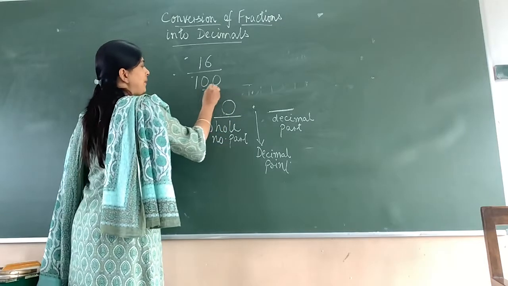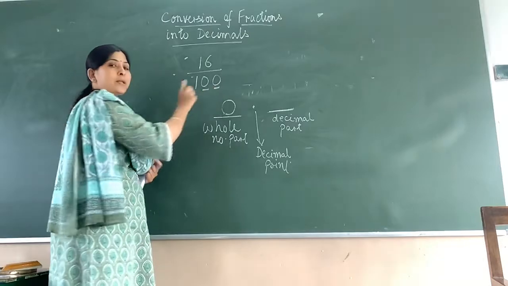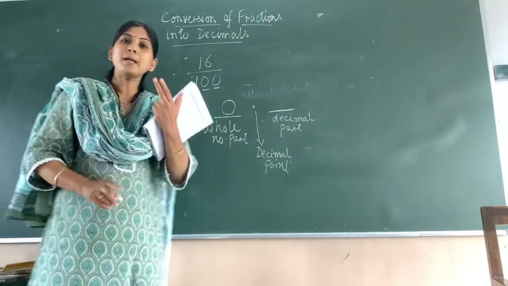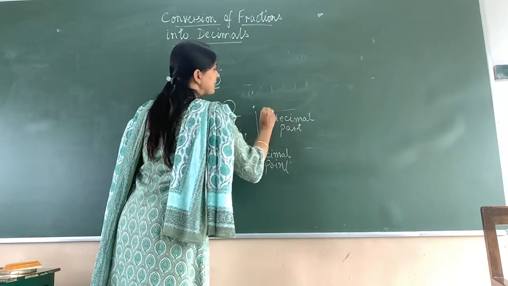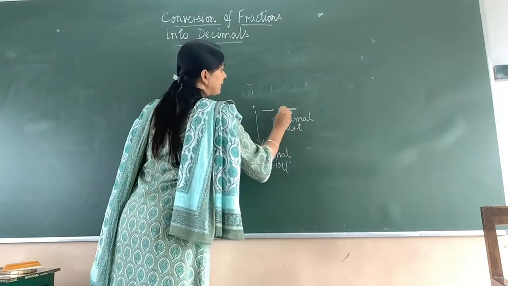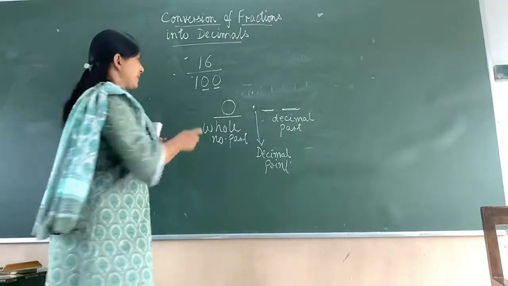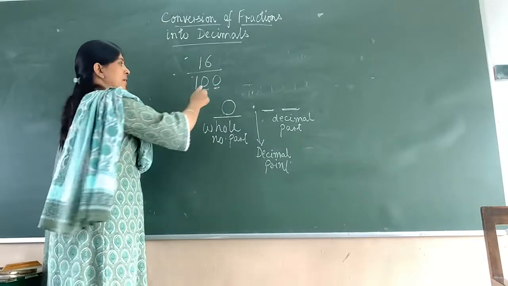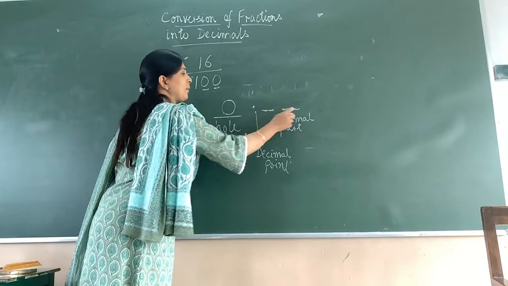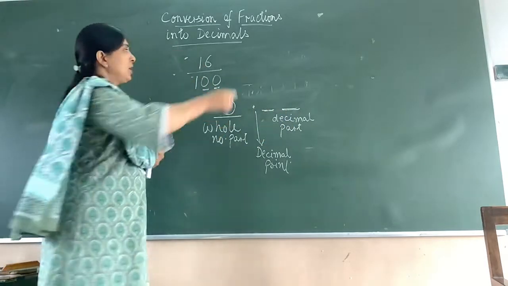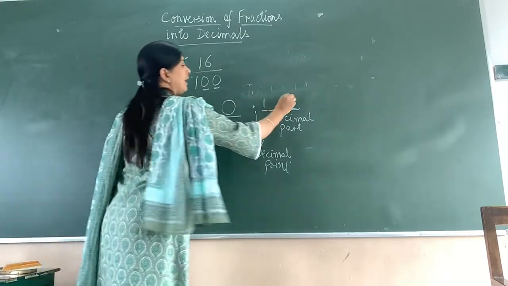Now, how many zeros are there in the denominator? 1 is followed by how many zeros? 1 is followed by 2 zeros. So that means in the decimal part there will be 2 digits. If there are 2 zeros which follow 1, then after the decimal point there will be 2 digits. Now what is the numerator? 16. We will fill 1 here and 6 here.